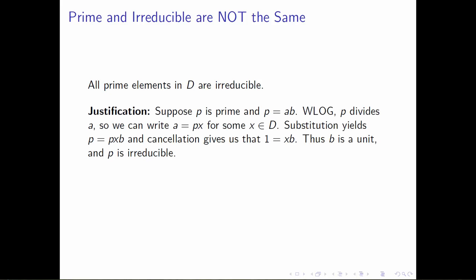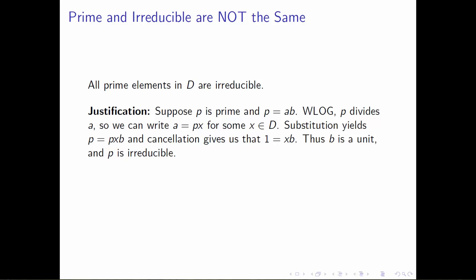So let's suppose that P is an element of an integral domain and suppose that it's prime. Let's show that it's irreducible. So let's write it as A times B, and let's show that one of A or B is a unit. Now, without loss of generality, we have symmetry with our letters here, so we could assume that P divides A because P is prime. And what this means is that we can write A as P times X for some element X in the domain.